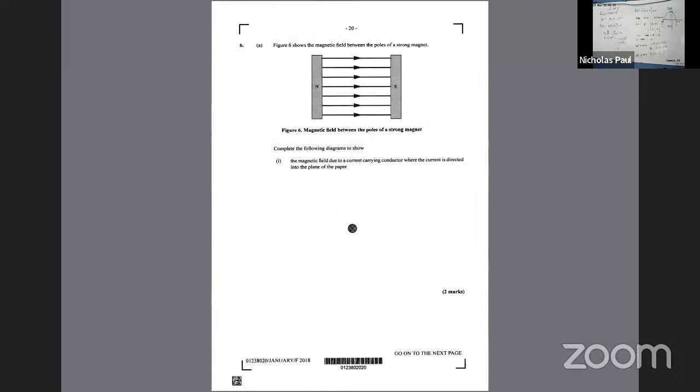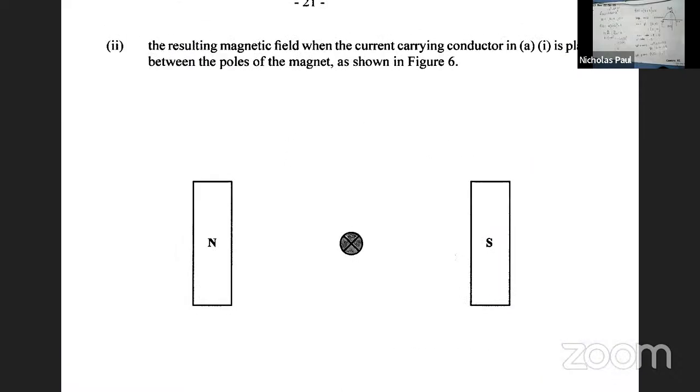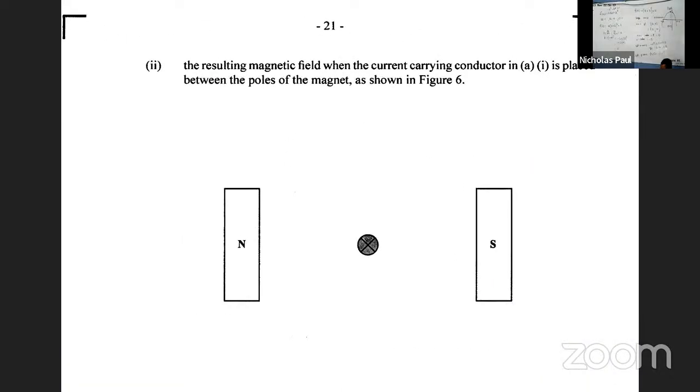Now, question said, draw the magnetic field lines here. That's an X. Current going in. What's the rule you have to use to figure out the force here? Left hand rule, right? And then I showed you how to draw the field lines. Hurry up. That's it.